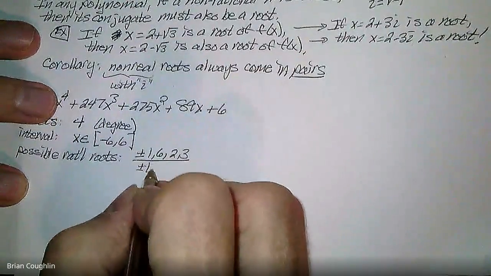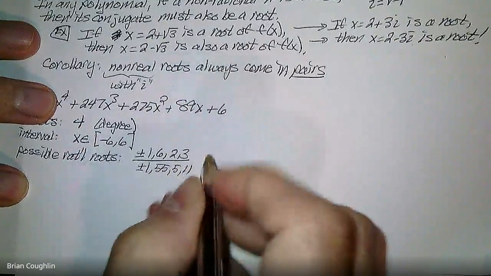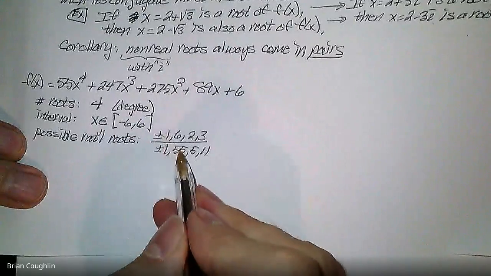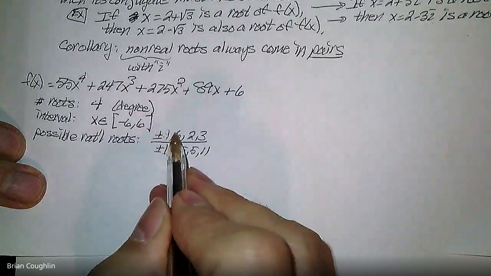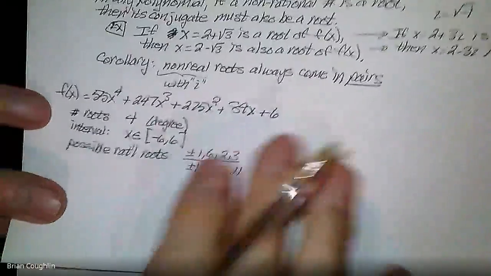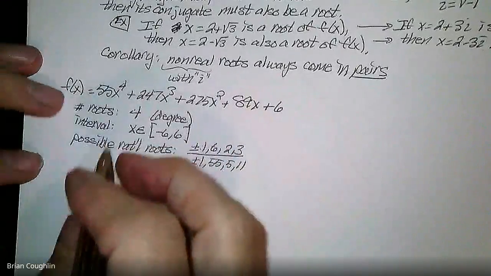And then 1 and 55 and 5 and 11. Okay, so those are the possible rational roots, like 1 over 1, 1 over 55, 1 over 5, 1 over 11, 6 over 1, 6 over 55, 6 over 5, 6 over 11, and so on. So you have a lot of possible fractions. Those are the ones we're going to be using to guess. Let me see. Descartes' rule of signs.